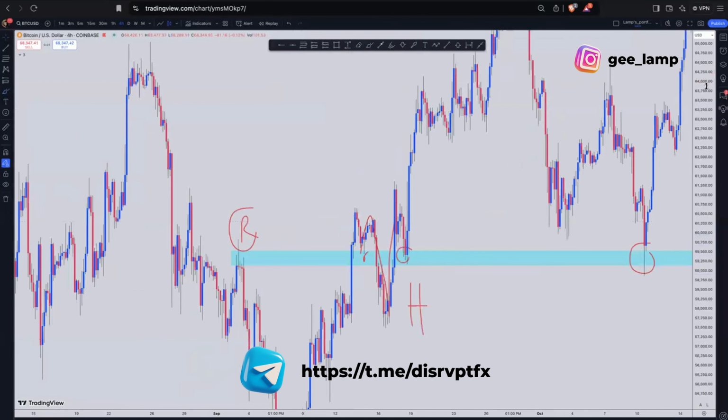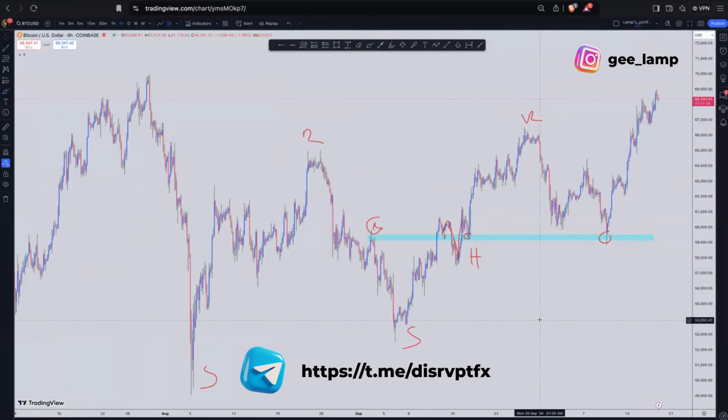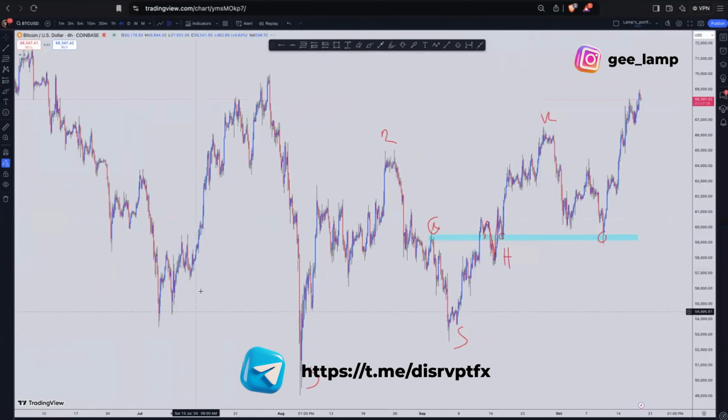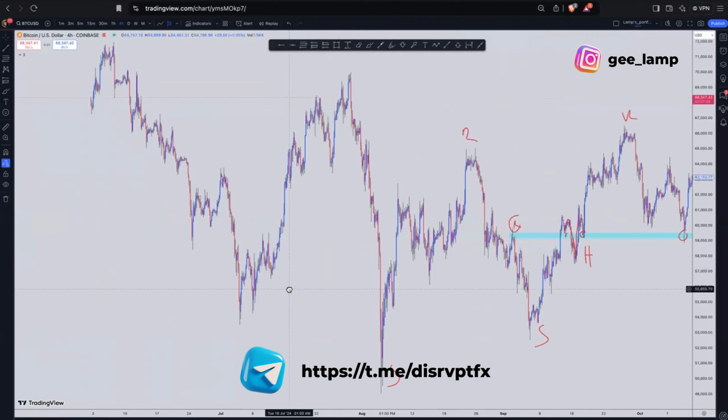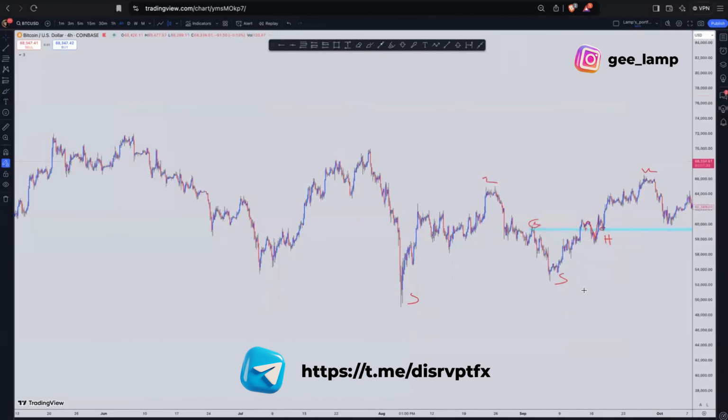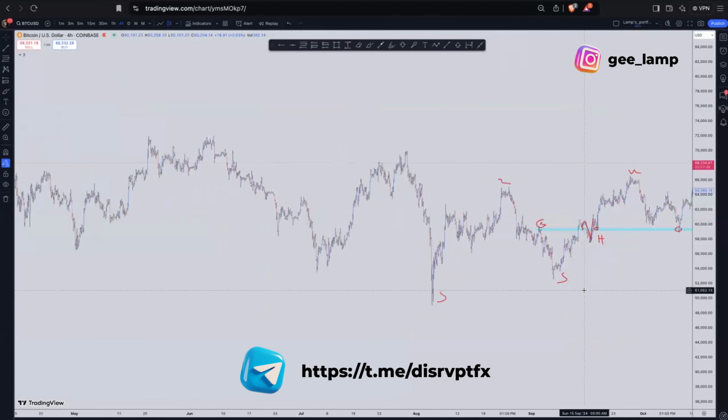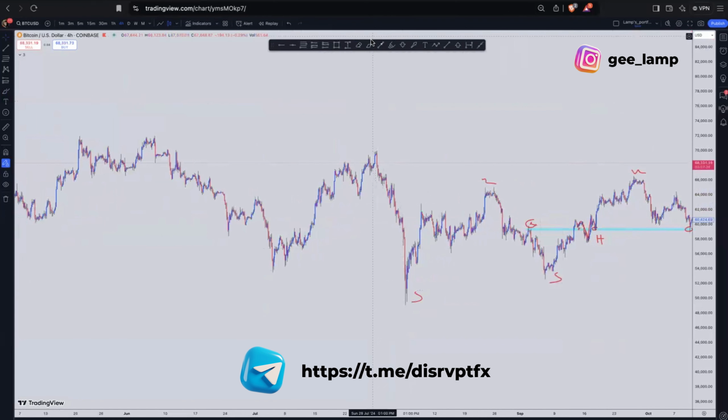All right. Let's look for another example. It is very, very simple, guys. Now, let's look at this side. So here we have a resistance, we have a support, we have a resistance. So now we can clearly tell this is a downtrend, right?